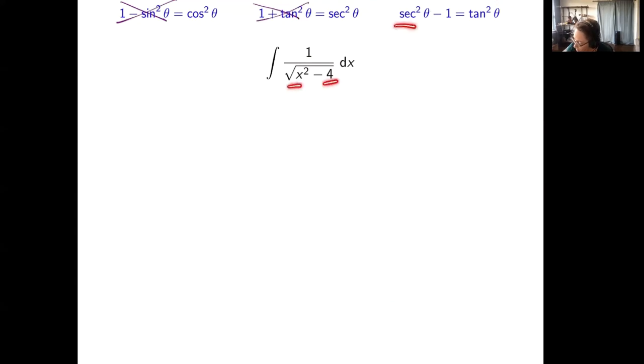Function squared minus a constant. So this is the trig identity that I want to use. Sec squared minus 1 is tan squared.